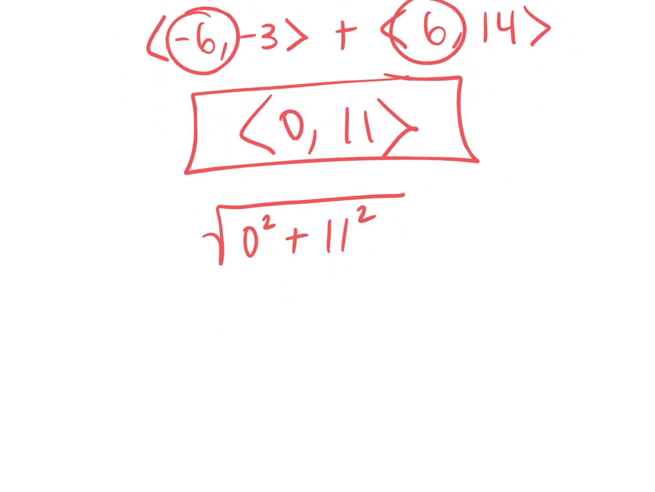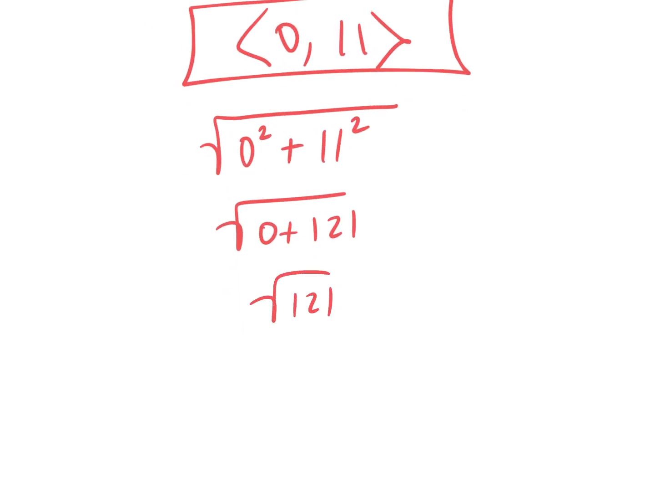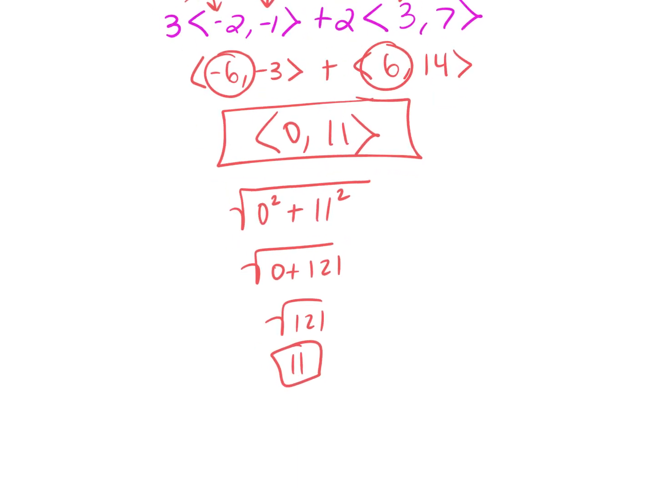So this would become 0 plus 121. Whoops, not 211. 121, which would become the square root of 121, which would become 11. So when you're in vector form already, you just square v1, square v2, add them together, take the square root.